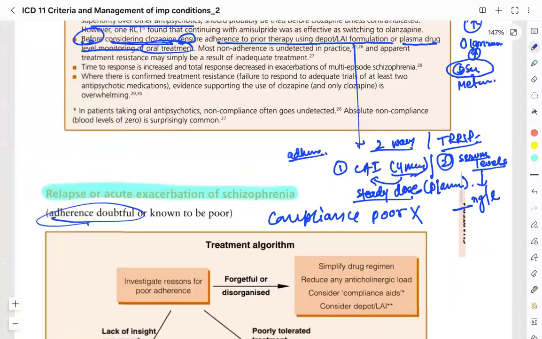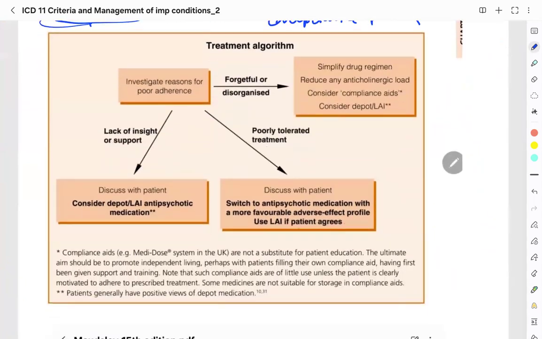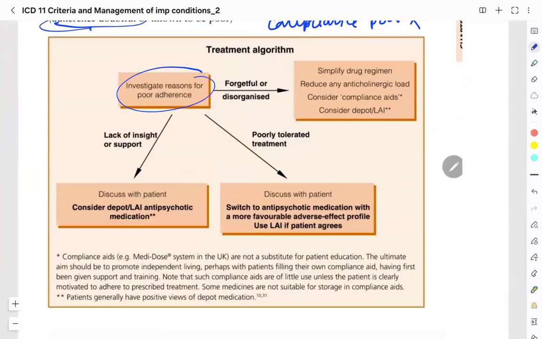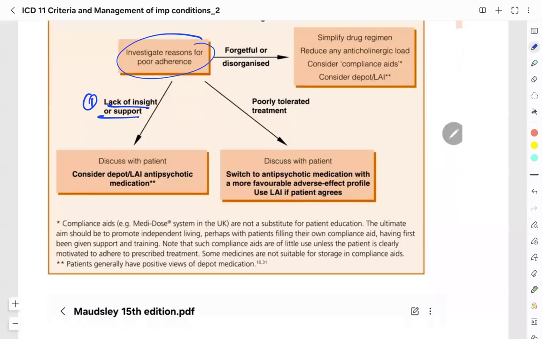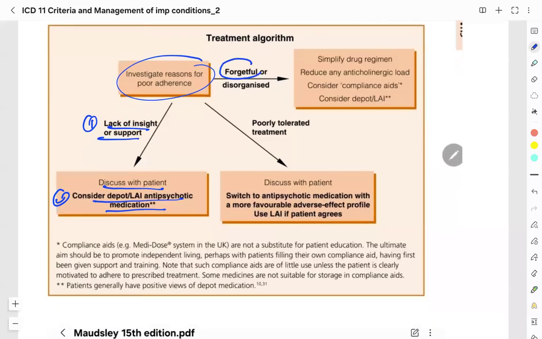Now moving on to relapse or acute exacerbation, where you found out that the compliance is poor in this patient. In that case, you understand what the problem was. You see whether lack of insight or support was there. You discuss with the patient and consider depot or LAI antipsychotic medication. All right. Let's say they said, okay, I forget it, or they are disorganized, or let's say they have poor support. There's no one to give them the medications.